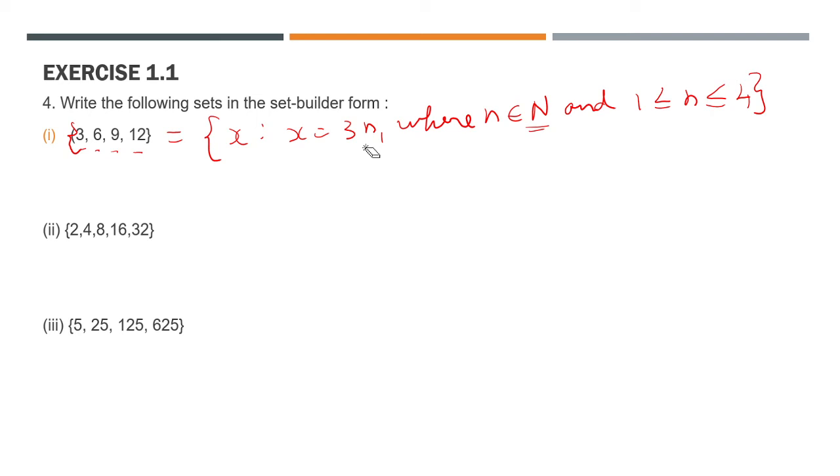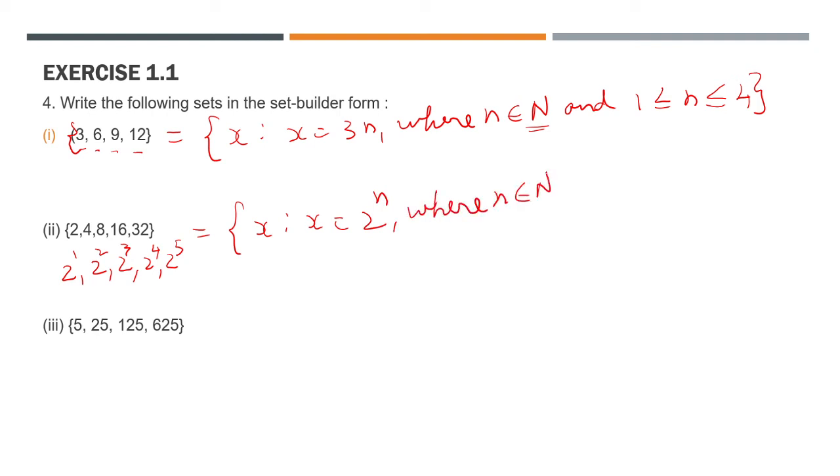Next one is 2, 4, 8, 16, 32. All these are powers of 2: 2 is 2 raised to 1, 4 is 2 raised to 2, 8 is 2 raised to 3, 16 is 2 raised to 4, and 32 is 2 raised to 5. So we can write this as the set of all x such that x is equal to 2 raised to n, where n belongs to N and n varies from 1 to 5, 1 less than or equal to n less than or equal to 5.